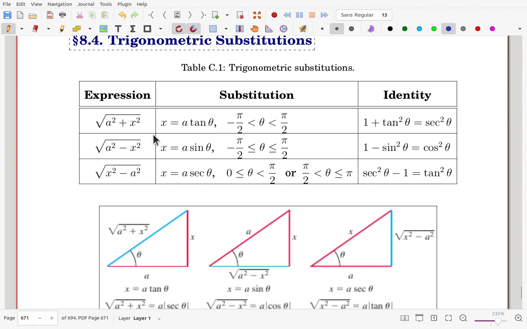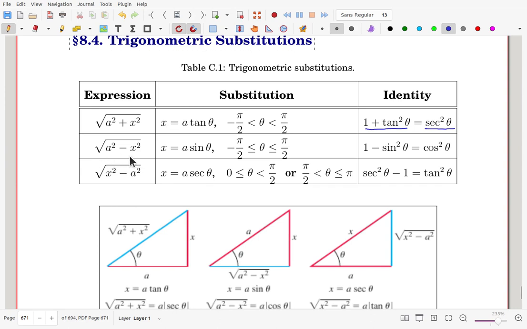Now, here, after substitution, we want to get benefit, so we multiply a. If it is a tangent theta, then that will become, now inside the radical, a squared times 1 plus tangent squared theta, but that one can be changed into sec squared theta. So everything is squared inside the radical, so that we can eliminate that radical quite easily.